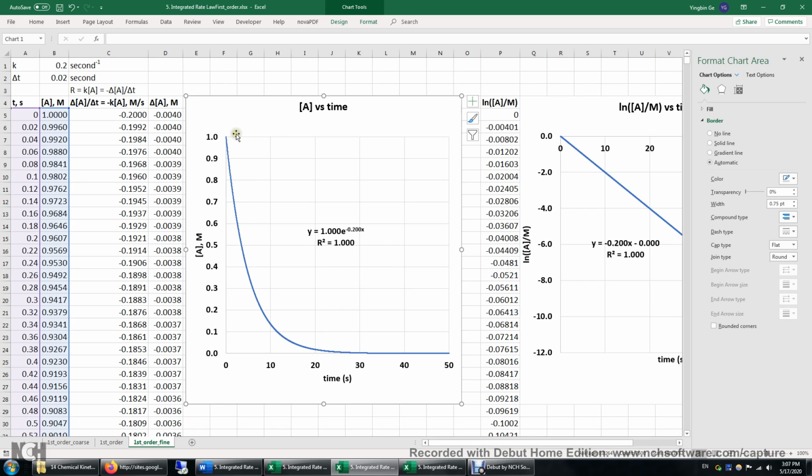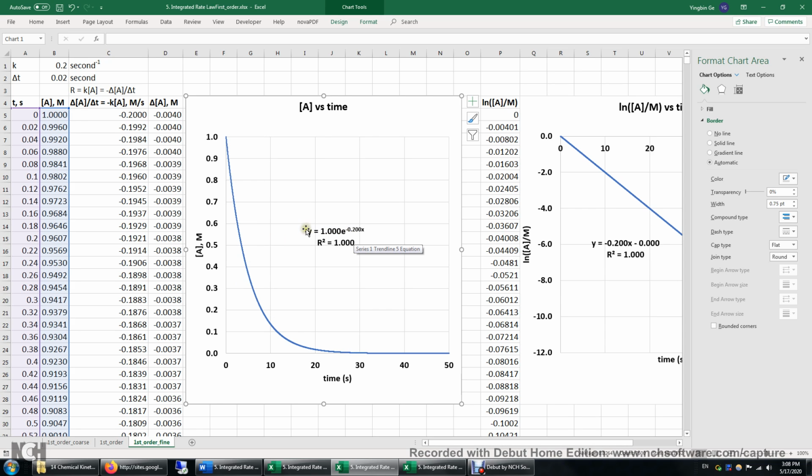All right, so this is curvy because we're looking at an exponential function, and it's e to the power of negative kt, or e to the power of negative 0.2x, where x is time. This concentration of A drops exponentially. We call this exponential decay. Somehow it's a little bit hard to analyze mathematically. So how can we simplify this?